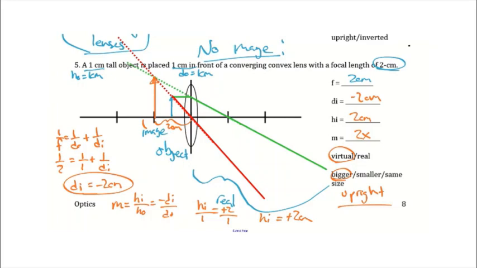And so you just need to know your rules for ray diagrams. A ray drawn parallel is refracted through the focal point. A ray drawn through the focal point is refracted parallel. And a ray drawn to the vertex of a lens passes through unchanged. Hope you understand and enjoyed learning about ray diagrams.